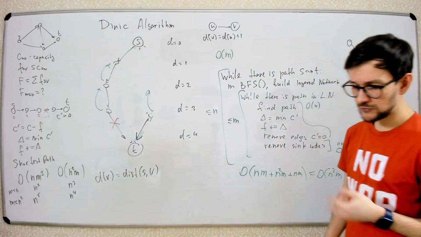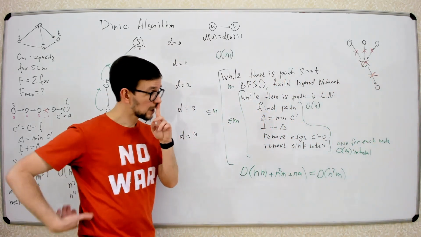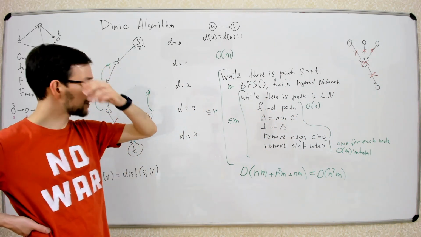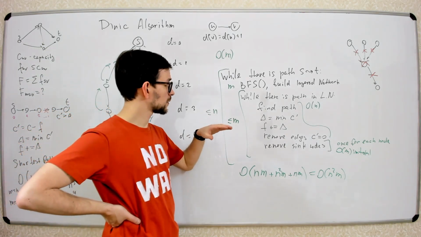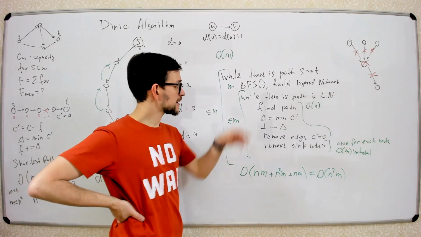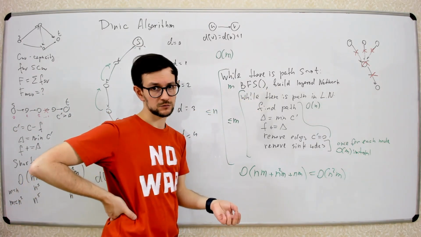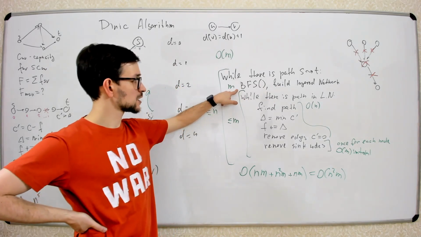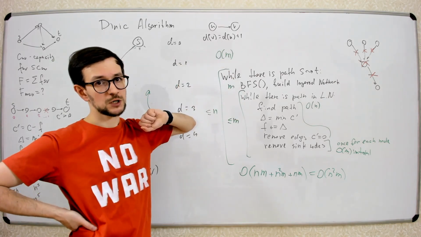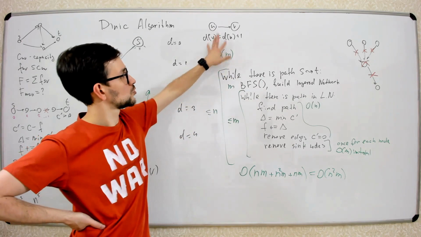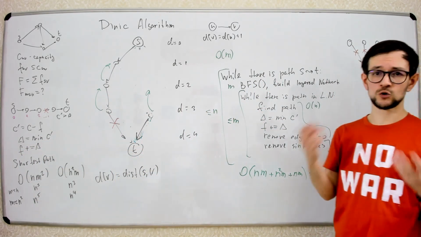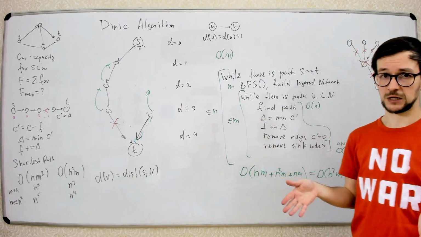How to implement it? If you try to implement it, the easiest way to do it is not like this. This step is simple. Actually, you don't need to build the layered network. You can just run BFS, and then when you find this path, you take only edges with this property. So you just skip all the edges which do not satisfy this property. So usually you don't need to build the layered network explicitly.